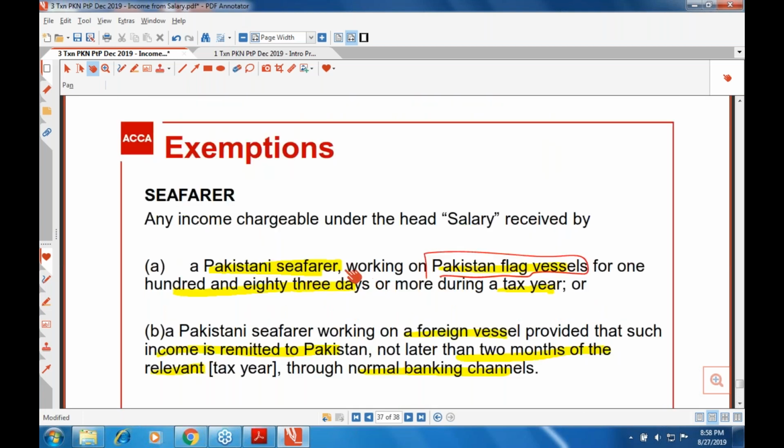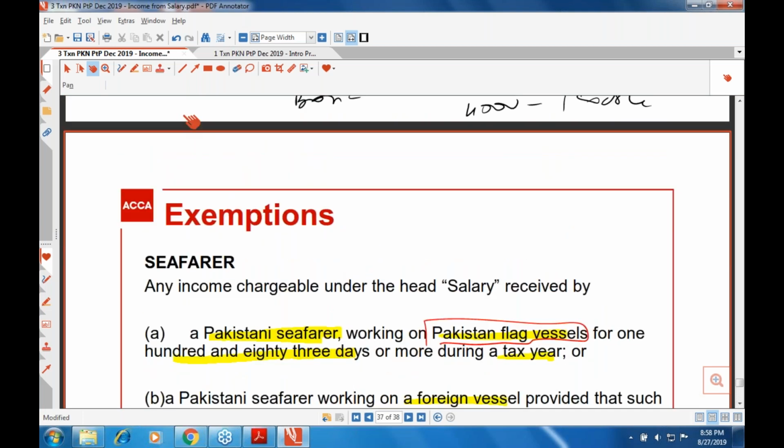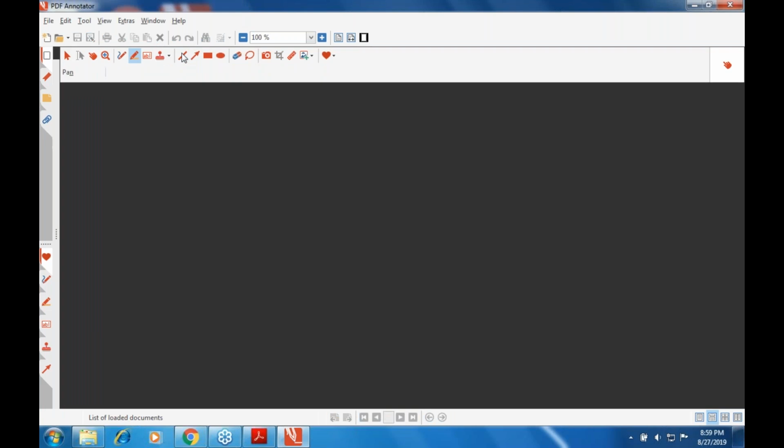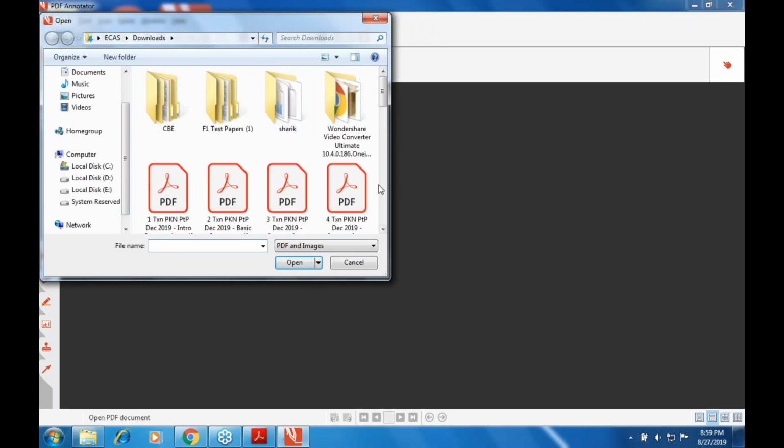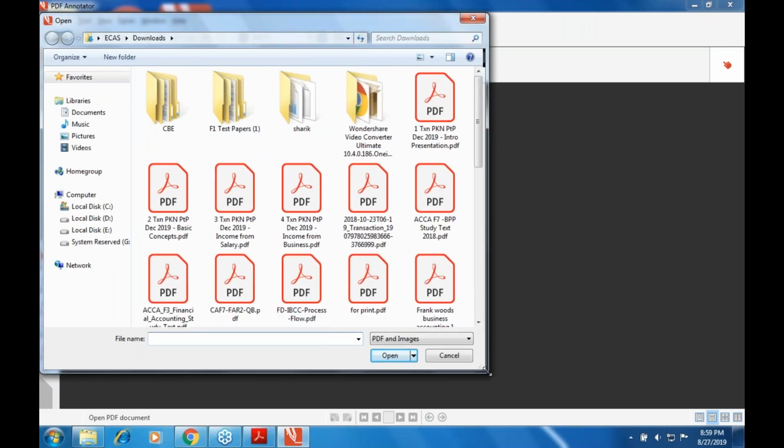I hope that everybody is okay with this. Okay, so that marks the conclusion of income from salary. But before we move forward, I am going to attempt one of the questions pertaining to this income from salary so that we can have good practice with relation to it.